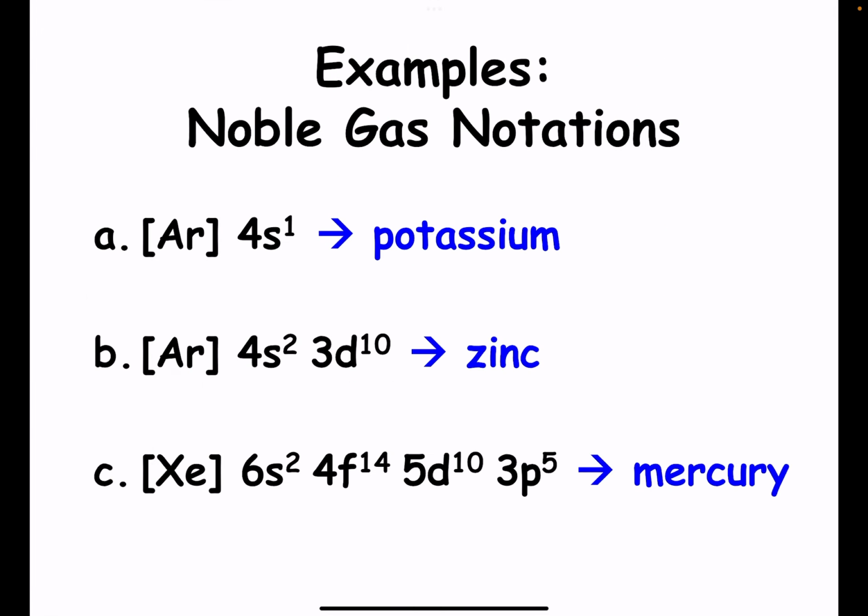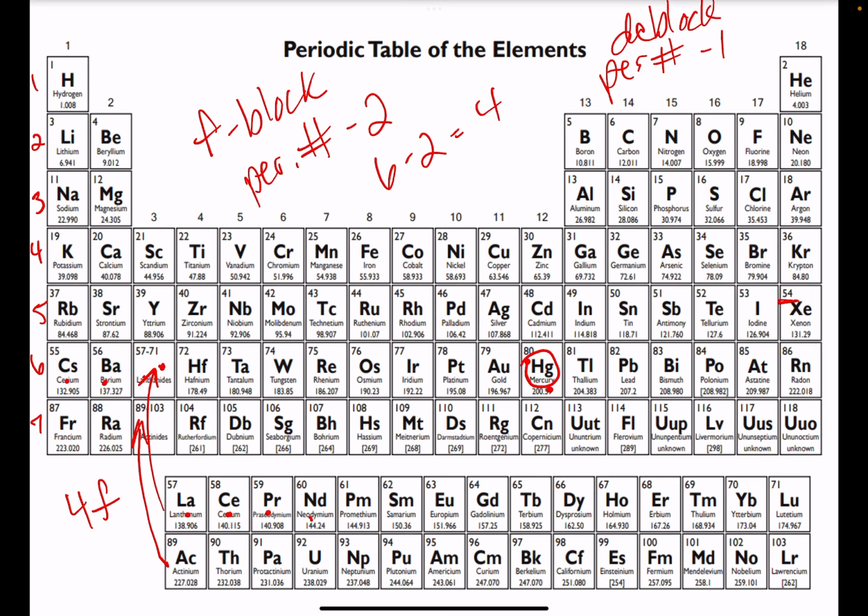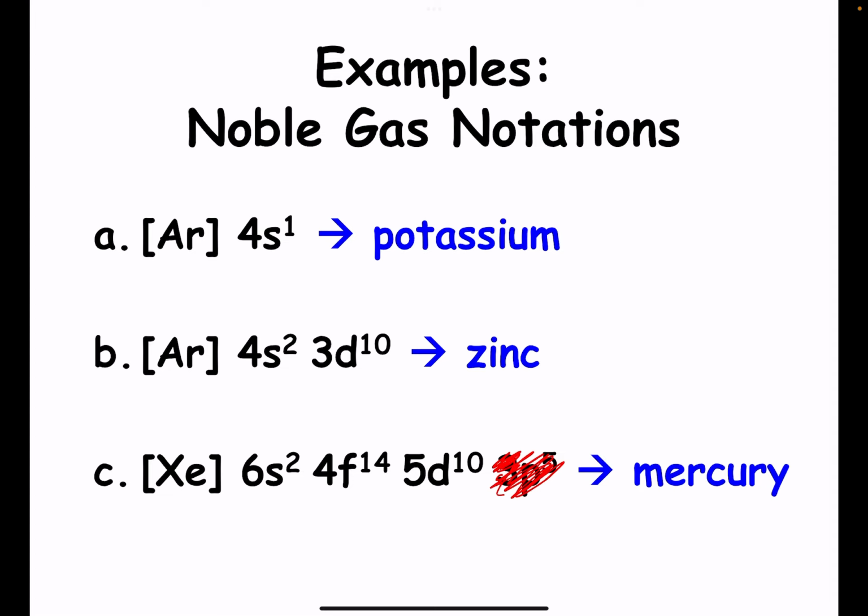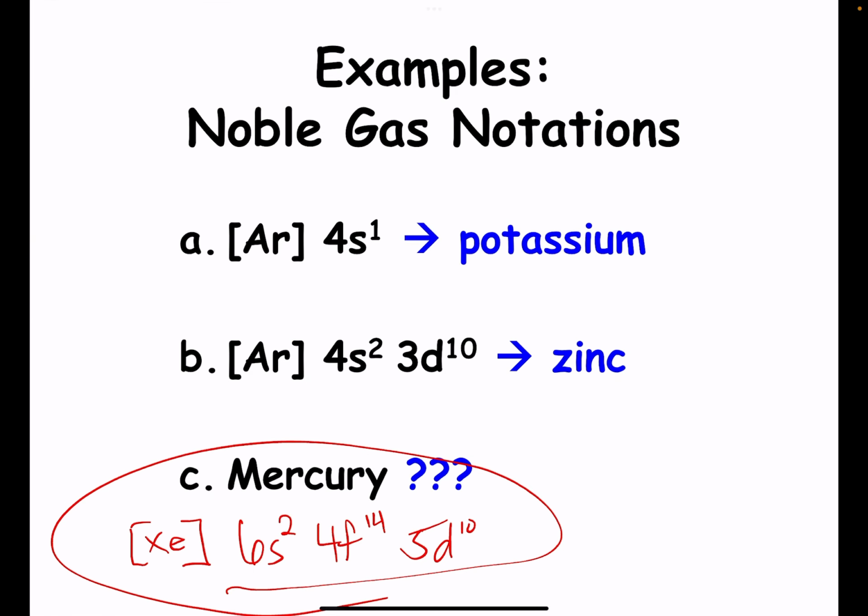All right. We can cross out this right here. This is a typo. It should just be up to 5d10 for mercury. And that concludes our examples for the noble gas notation, and I hope this video helped you understand a little bit more about electron configuration and how to write the standard notation and the noble gas notation.